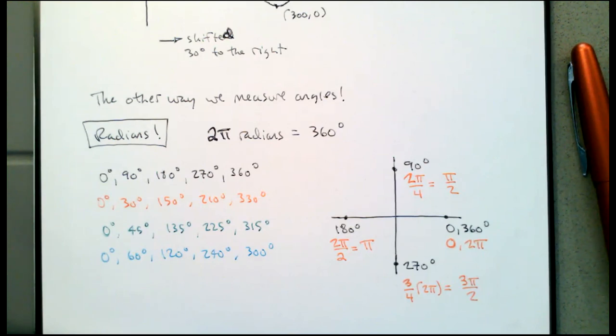Any questions? Then you're going to have to find some way to make it all make sense in your mind, some way that will help you remember all these. I count around the circle in fractions of pi over 4 and pi over 6. Pi over 4 for my 45 degrees and pi over 6 for my 30s, because knowing the 30s will get me the 60s as well, and both of them will meet up with the 90s.